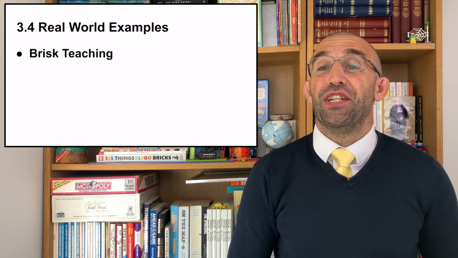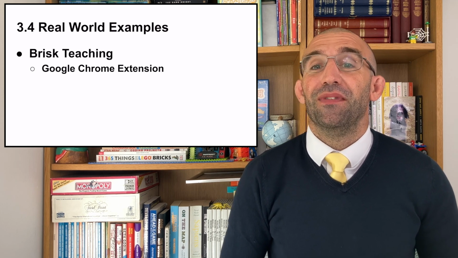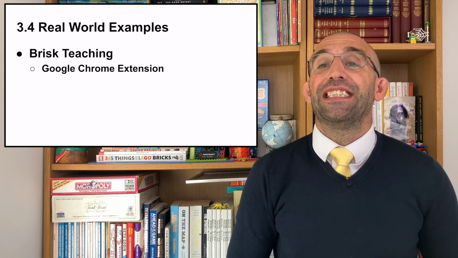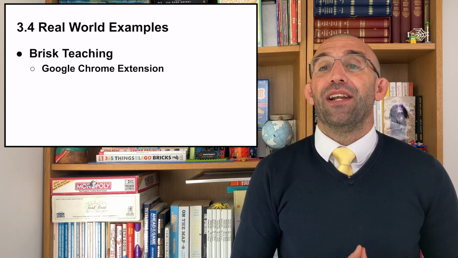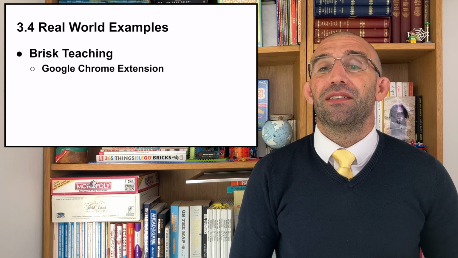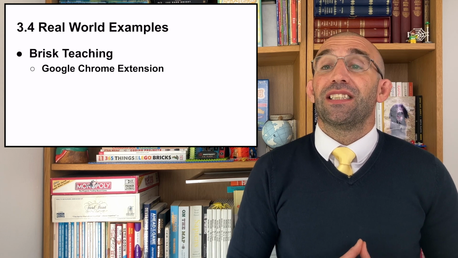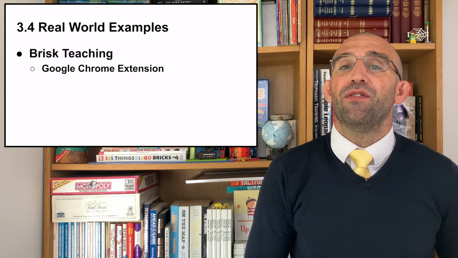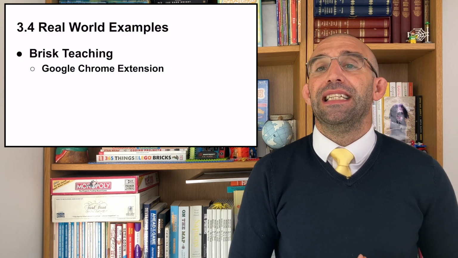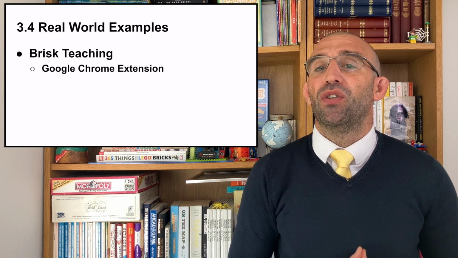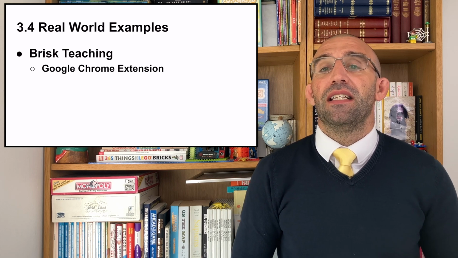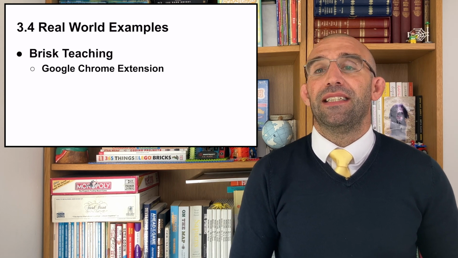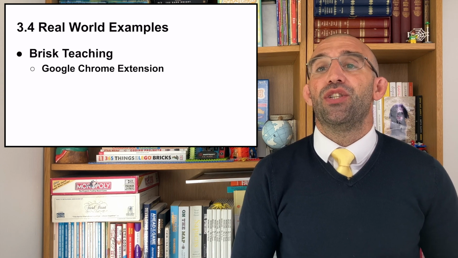First is Brisk Teaching, which is a Google Chrome extension. This integrates AI directly into your browsing and your Google Workspace experience. This can summarise web pages for students, draft emails to parents, create quizzes from any text, generate rubrics, and differentiate reading levels for documents. The benefit of this is it provides an on-demand AI assistant directly within the teacher's workflow, saving significant time.